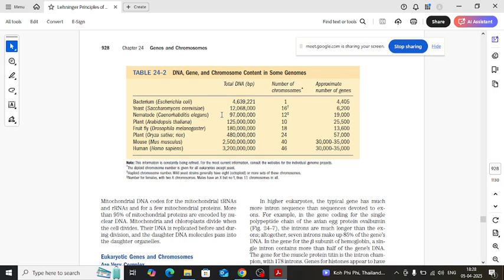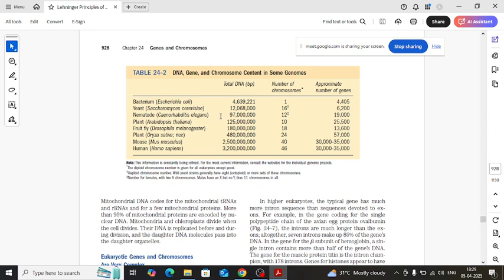Right, so here is a chart of different organisms giving their DNA size and number of chromosomes. For E. coli, there is only one chromosome, and the number of genes is 4.405. For Saccharomyces cerevisiae, there are 16 chromosomes, and this is the total DNA size, which is of course higher than the bacteria. For nematode, for example C. elegans, they have 12 chromosomes, but they have a higher total DNA size, right?